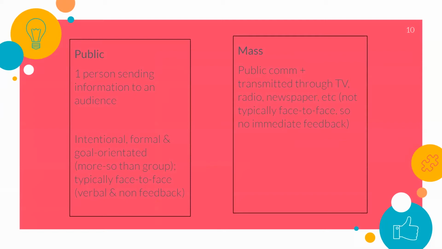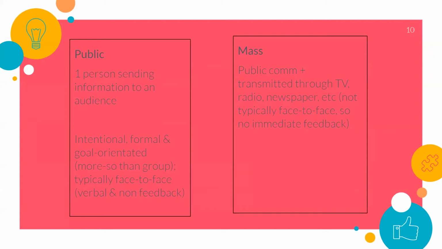So this might be like a live speech you attend. So it is intentional, formal, and goal-orientated. So more so than group, because typically this is an important message that someone is trying to get out. Public communication is typically face-to-face so that you can get that verbal and nonverbal feedback immediately from the people that are there. But it is related to mass communication.